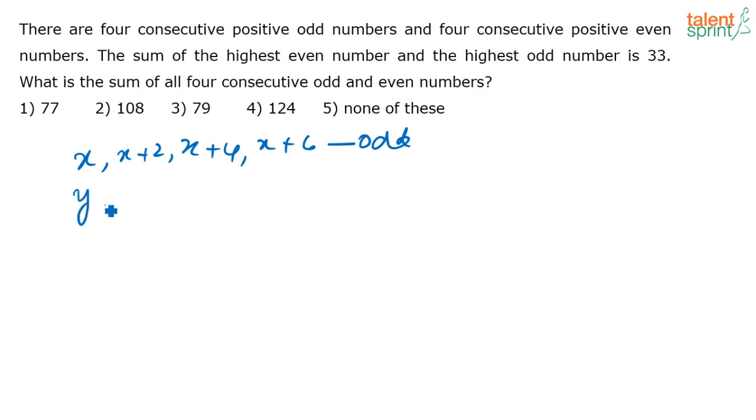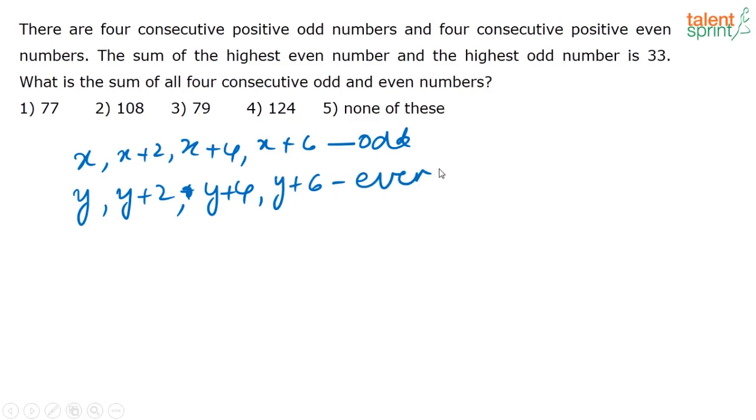So what are my consecutive even numbers? Y, y plus 2, y plus 4 and y plus 6. These are my consecutive even numbers. The sum of the highest even number and the highest odd number is 33. So what is the highest even number plus highest odd number? x plus 6 plus y plus 6 is equal to 33, or I can say x plus y is equal to 33 minus 12. What is 33 minus 12? That is 21. So I have this information.